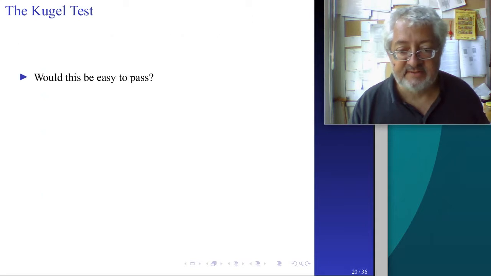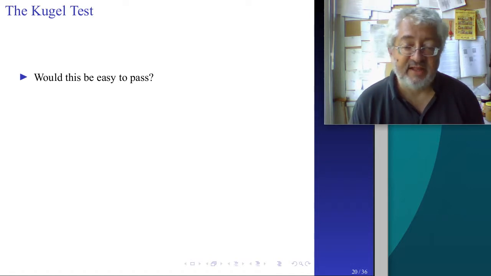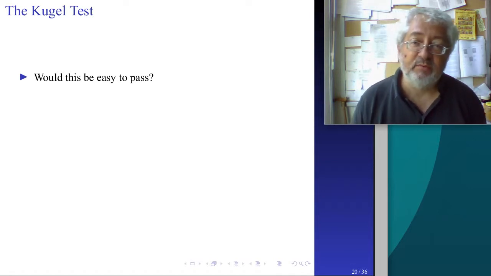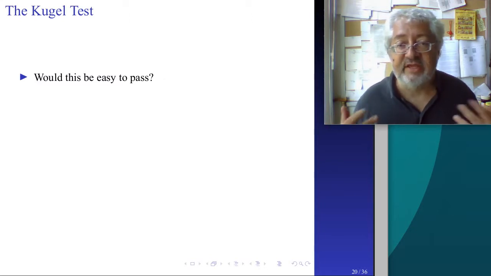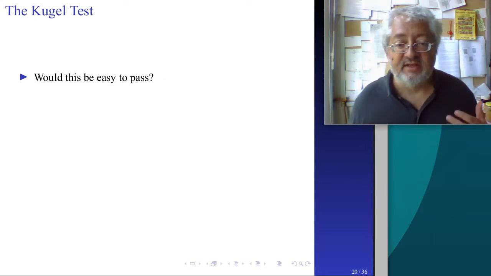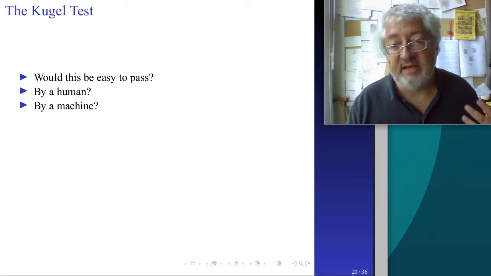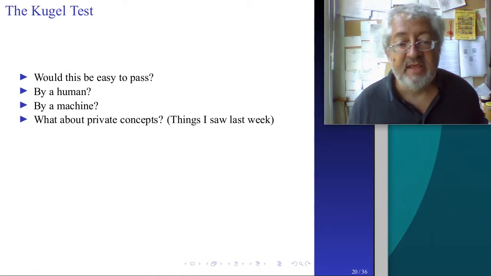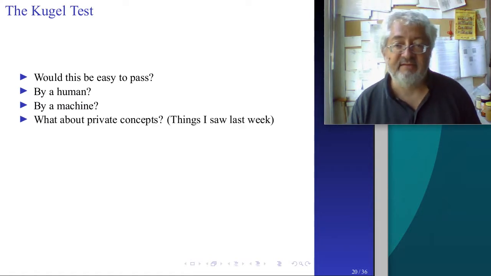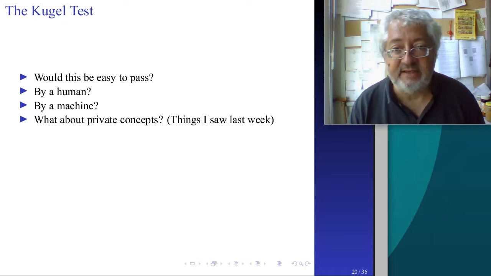So would the Google test be easy to pass for a human is another interesting question. When we say we want to test whether a machine is intelligent, first we have to make sure that our test is such that a human can pass it. And would a machine at all be able to pass it? And one problem, of course, are private concepts. Things I saw last week.